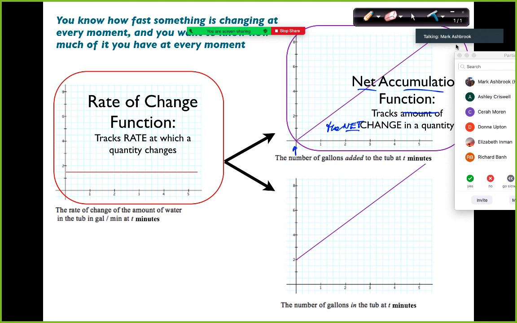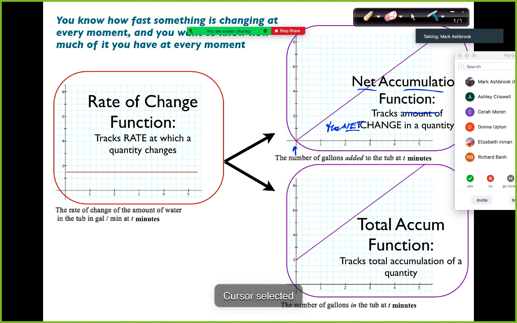And then, like she said, this is the total accumulation function. So this tracks the total accumulation of our quantity. This is truly how much we have. But that net accumulation is so close, right? We know it's just that initial value away. So we call this all the accumulation from before. That's the only difference between these two: this one includes all the accumulation from before we started tracking it. This one does not. This one just tracks how much change in the quantity since our starting point.